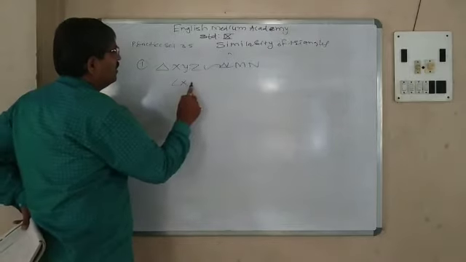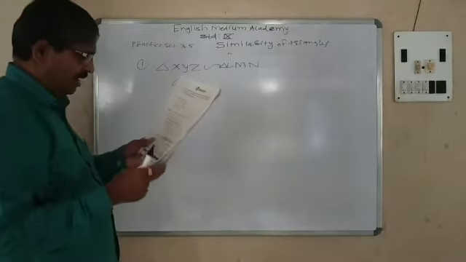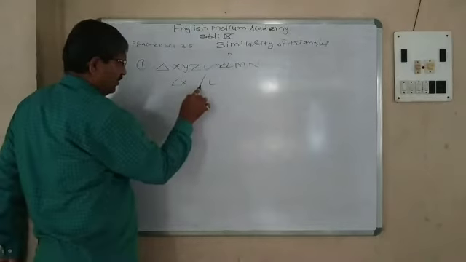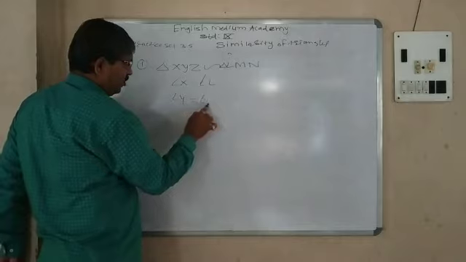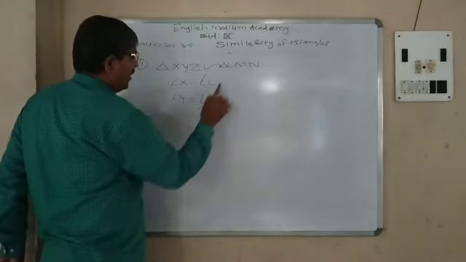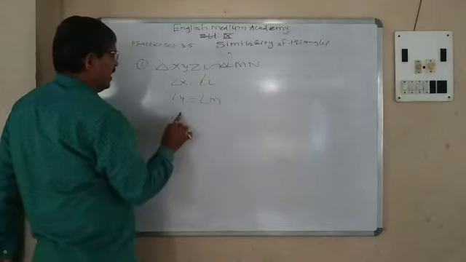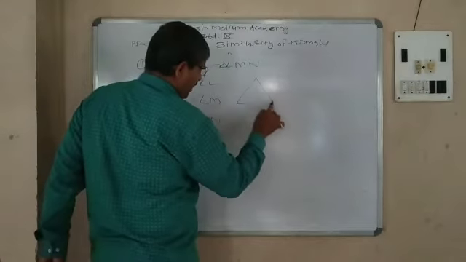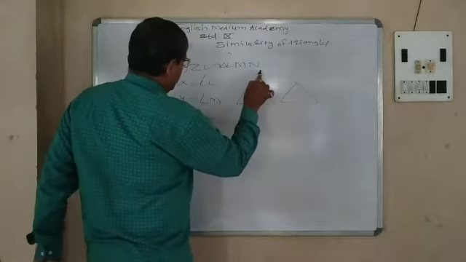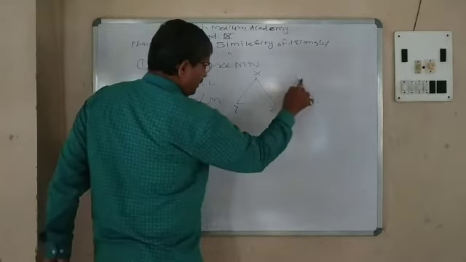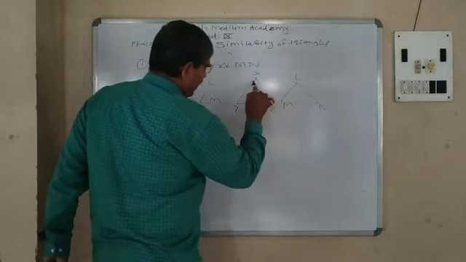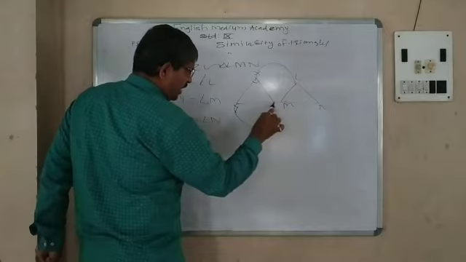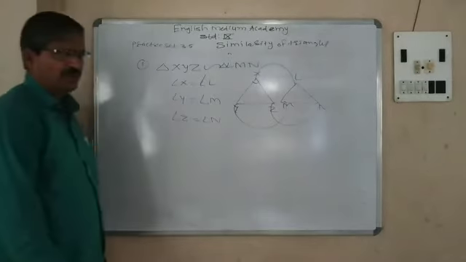If these two triangles are similar, then first the angles are asked, so angle X is congruent to angle L, the corresponding angle. Now angle Y is equal to angle M and angle Z is equal to angle N. You may draw your diagram: X, Y, Z, L, M, N. The angles X and L, Y and M, and Z and N are corresponding.